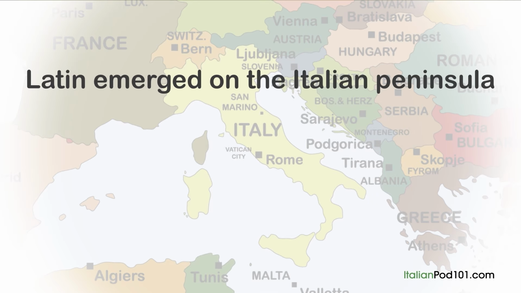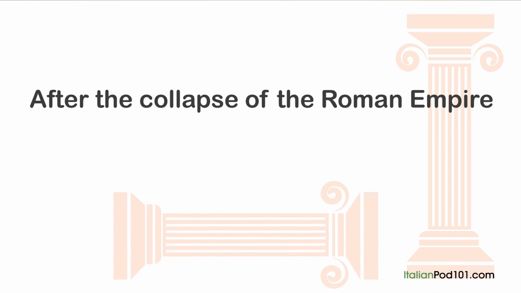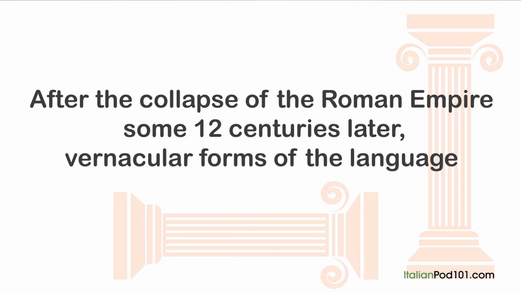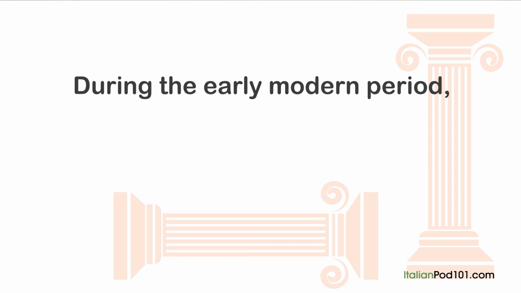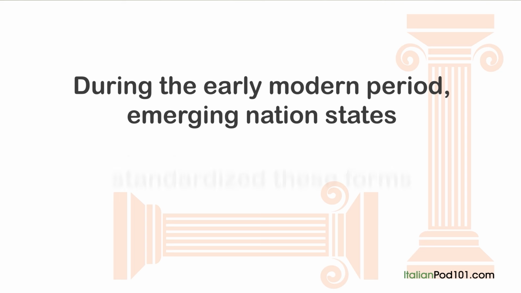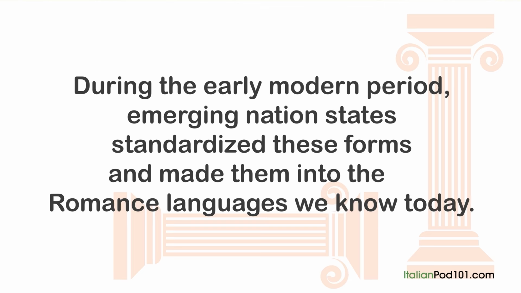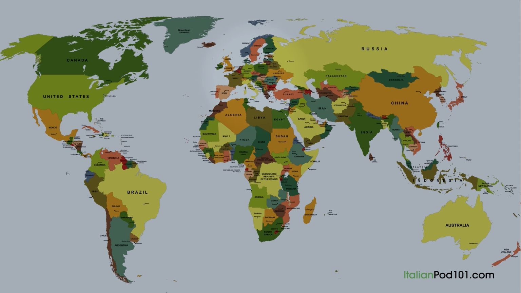Latin emerged on the Italian peninsula as early as the 8th century BC. After the collapse of the Roman Empire, some 12 centuries later, vernacular forms of the language were given new space to develop. During the early modern period, emerging nation-states standardized these forms and made them into the Romance languages we know today. These Romance languages later spread from Europe to Africa, the Americas, and even as far as Southeast Asia and Oceania.